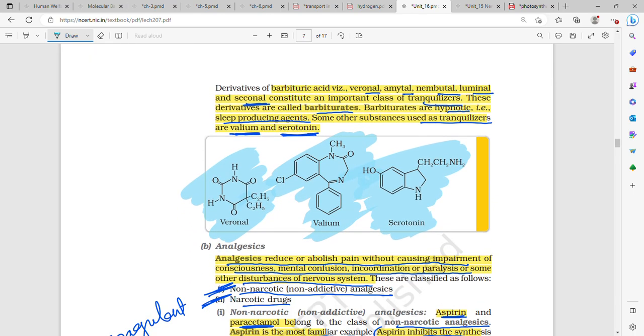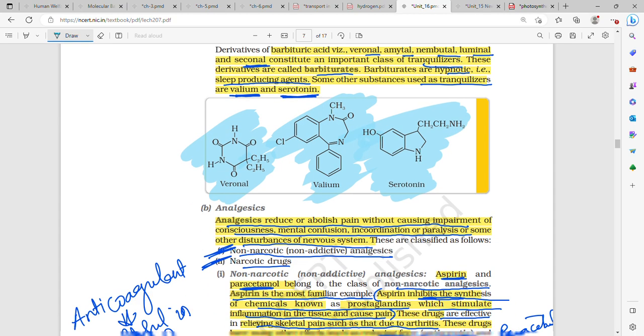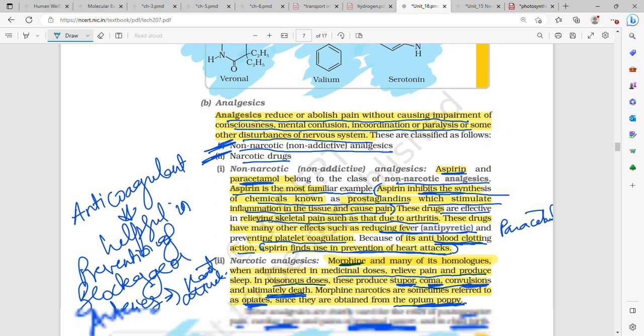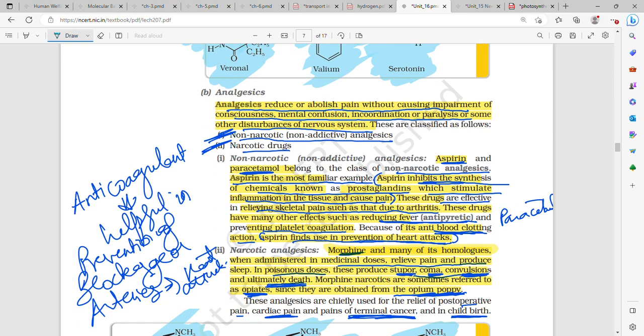Barbiturates are hypnotic or sleep-inducing agents, and their examples are Veronal, Amytal, Nembutal, Luminal and Seconal. Other substances used as tranquilizers are Valium and serotonin. Now, analgesics. Analgesics are basically painkillers.